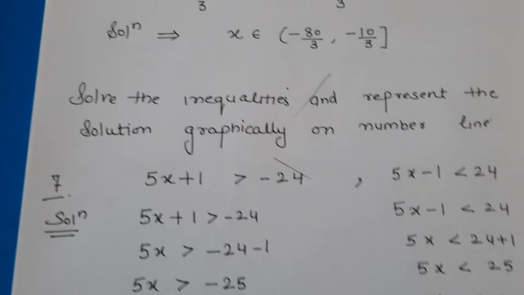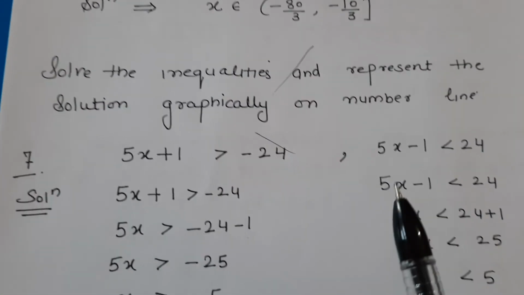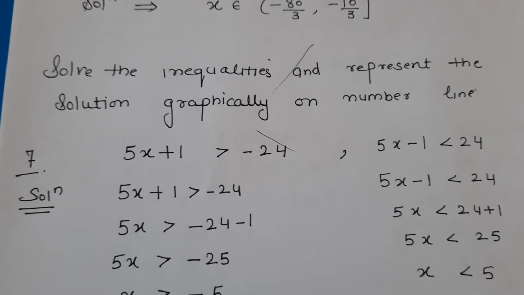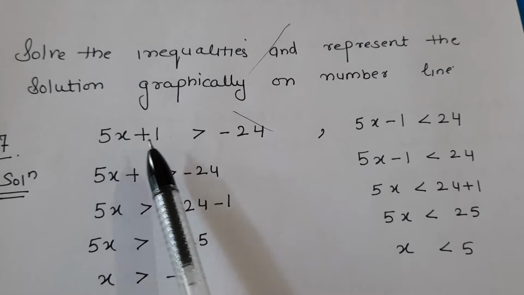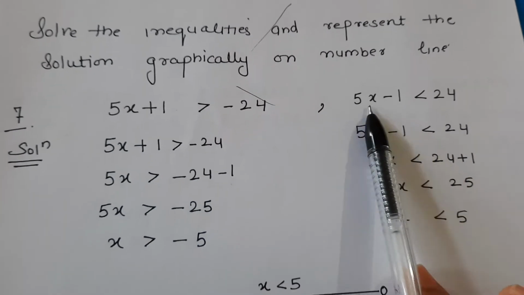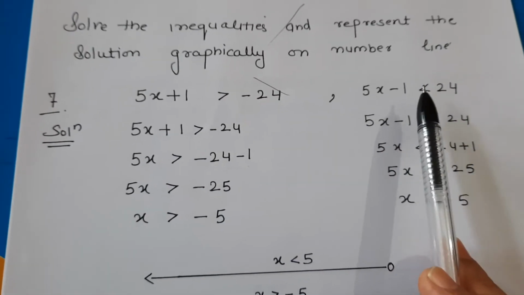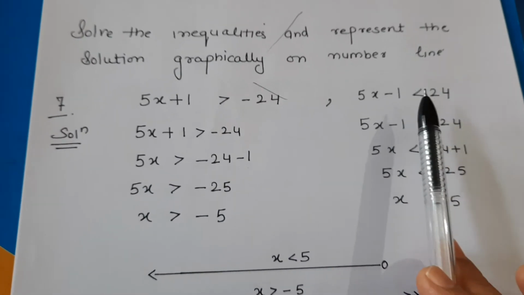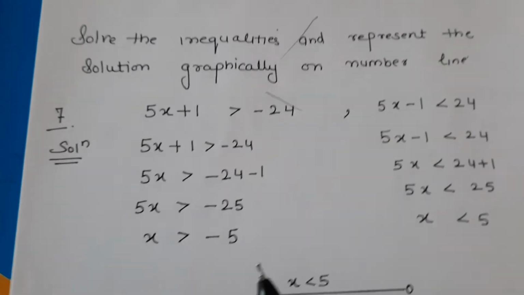In next question, first you have to solve the inequality, and then you have to plot the common solution graphically on the number line. Just look here. The first inequality is 5x plus 1 greater than minus 24, and second is 5x minus 1 less than 24. You have to solve these two inequality and then write their common solution and also plot the common solution on the number line. Just look here.